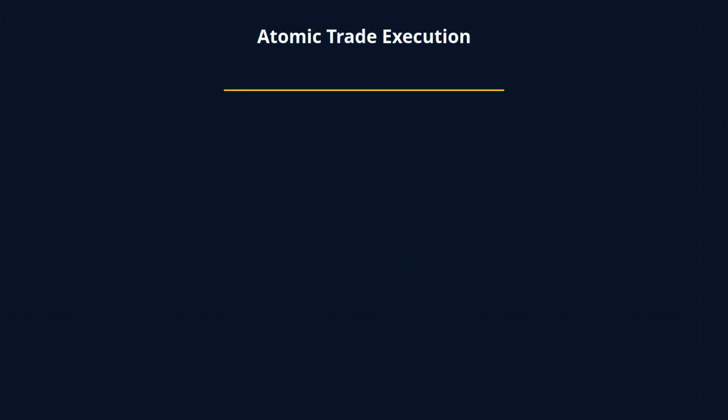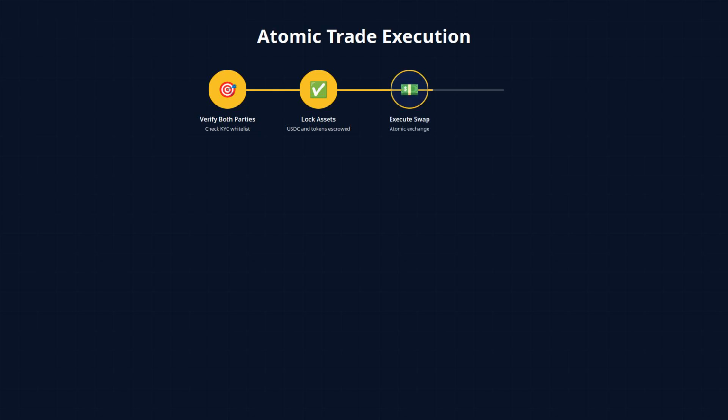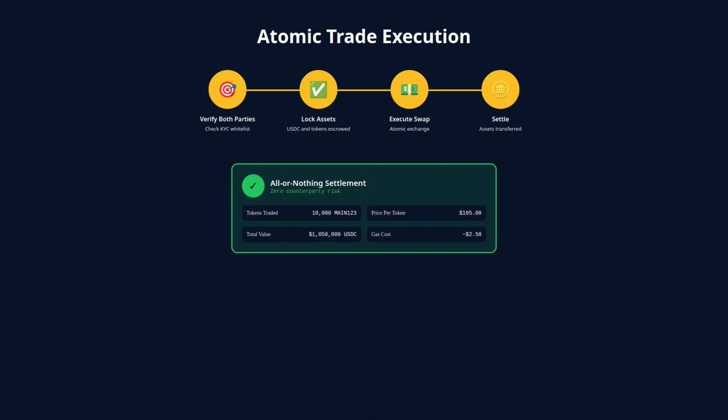Trade execution is atomic and trustless. First, buyer and seller are verified against the whitelist. Then USDC transfers from buyer to seller. Finally, tokens transfer from seller to buyer, all in a single transaction. If any step fails, everything reverts. This atomic settlement prevents partial trades and ensures both parties receive what they expect.